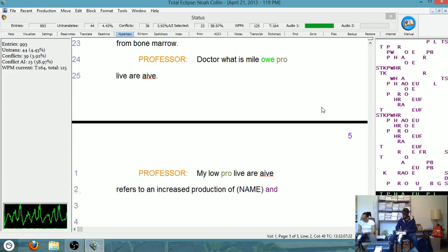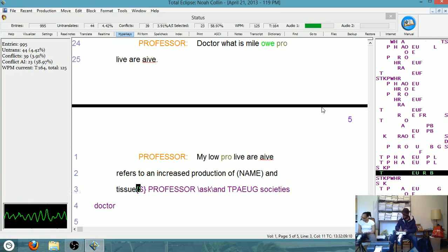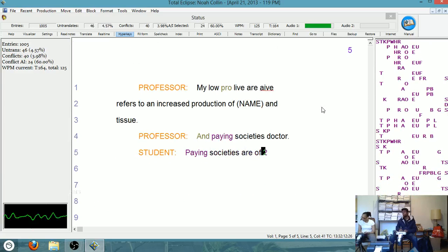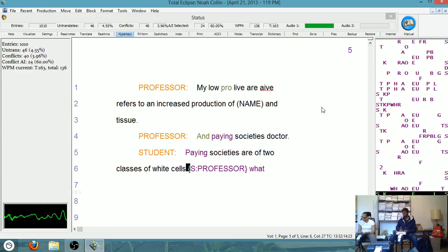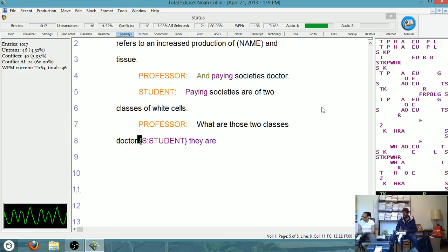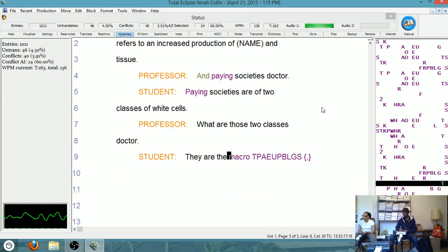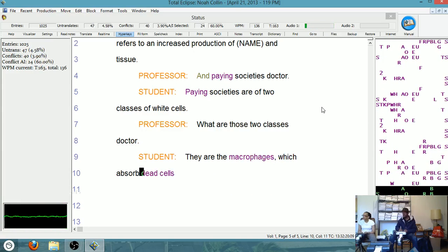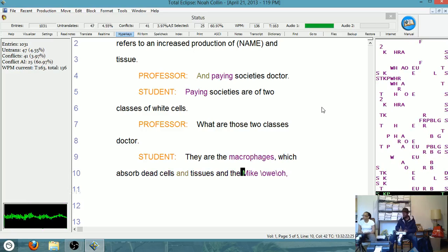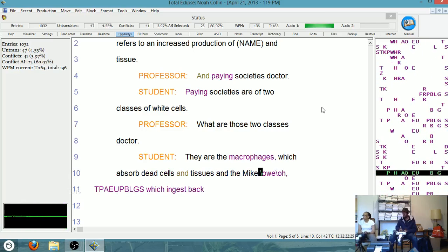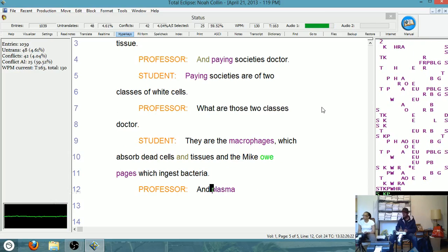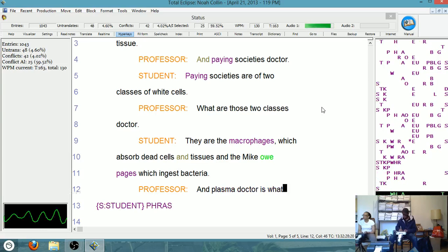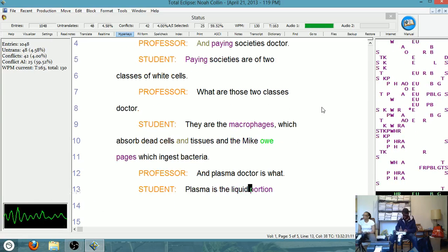And phagocytes, Doctor? Phagocytes are of two classes of white cells. What are those two classes, Doctor? They are the macrophages, which absorb dead cells and tissues, and the microphages, which ingest bacteria. And plasma, Doctor, is what? Plasma is the liquid portion of the blood without cellular elements.